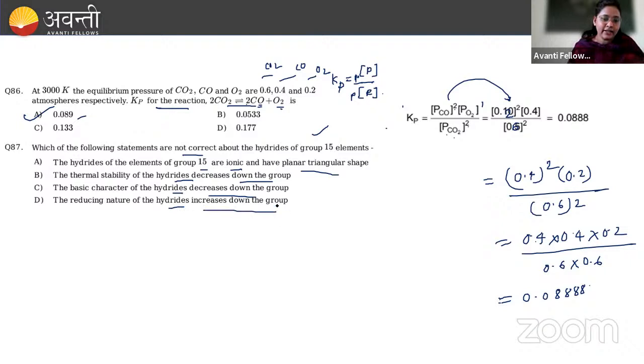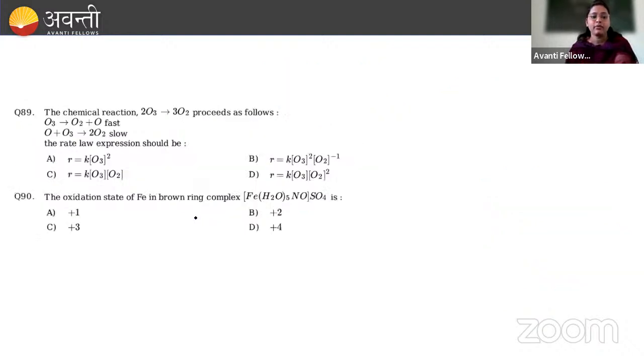Yes, so which are correct here? This is correct, and this is correct. So which is not correct, everyone? This. They are ionic and they have planar triangular shape. So this is not correct statement. Okay. Other statements are all true. Thermal stability of hydrides goes on decreasing down the group. Basic character also goes on decreasing down the group. Reducing nature on the other hand increases down the group. Right, but their shape is not planar triangular and ionic. It is not like that. Okay, you know that.